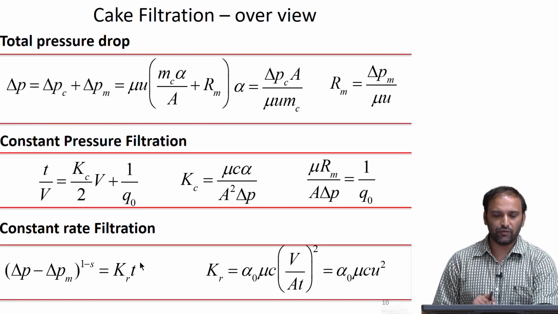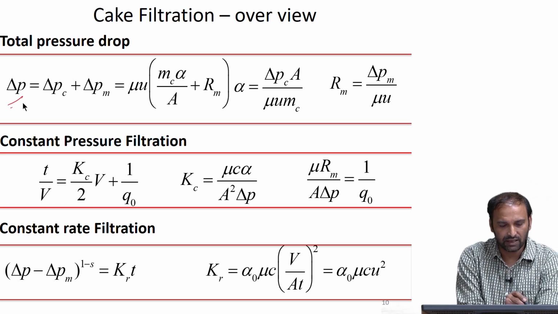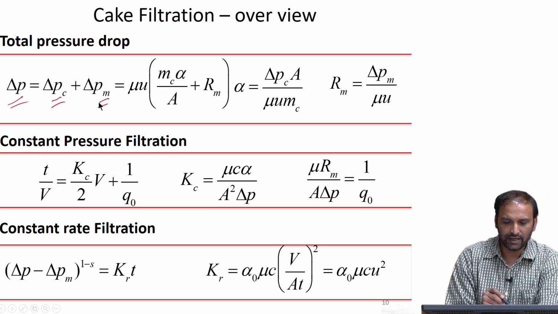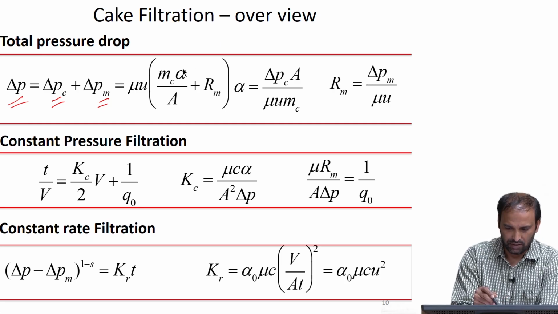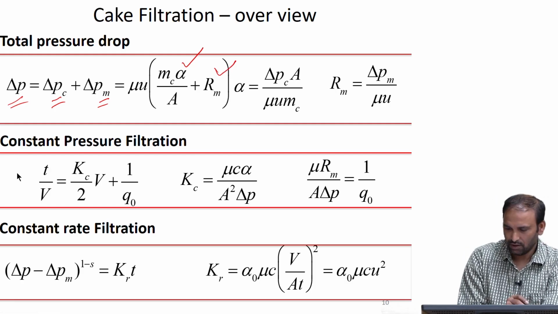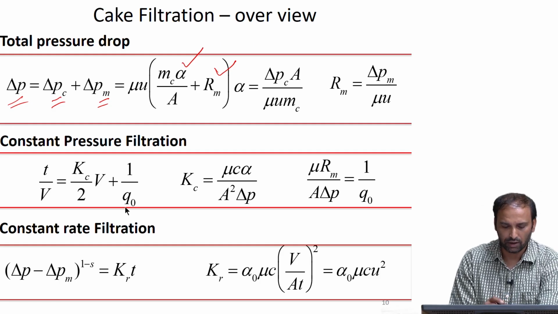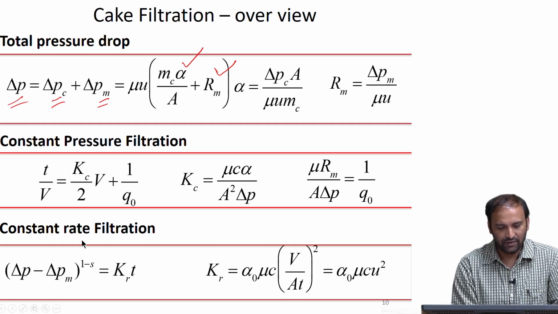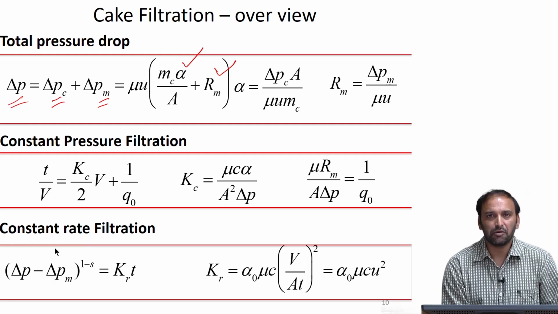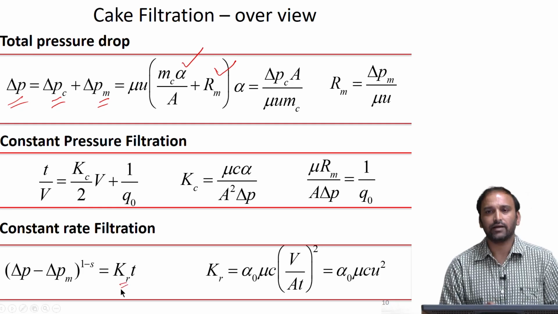Just to sum up what we have seen so far. The total pressure drop delta p is delta p c plus delta p m, and it can be related to the specific cake resistance and the filter medium resistance. For the case of constant pressure filtration you have T by V is equal to K C into V by 2 plus 1 over Q naught, and for the constant rate filtration you have delta P minus delta P m to the power of 1 minus S is K R times T.